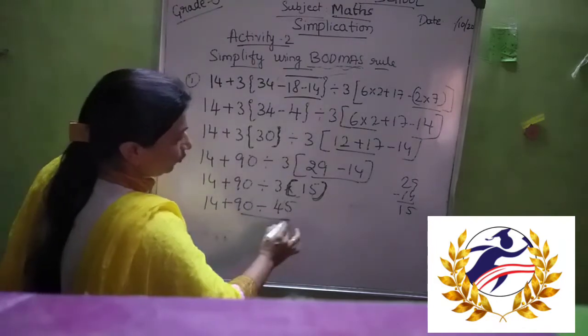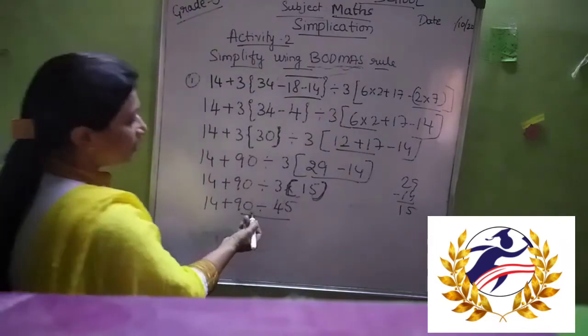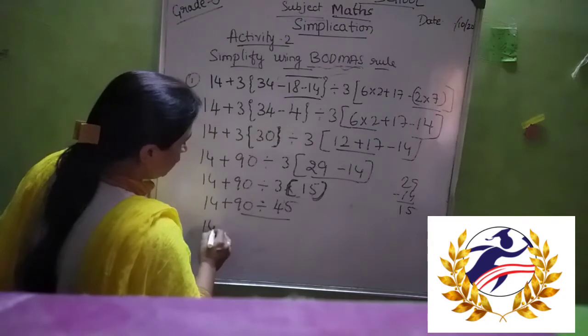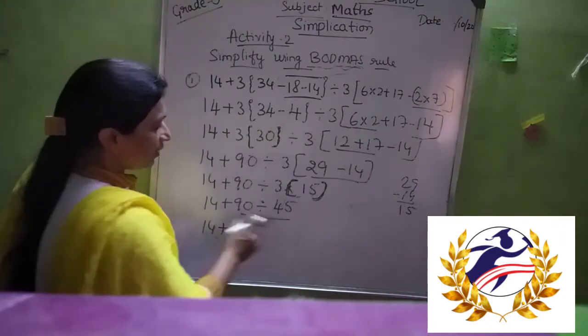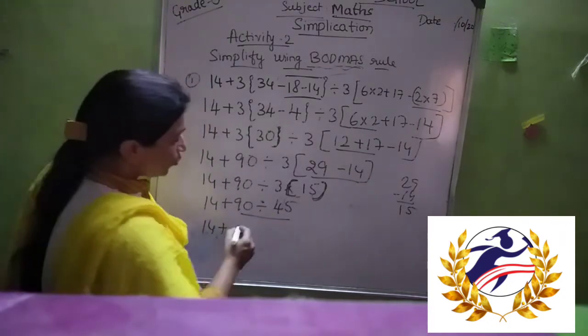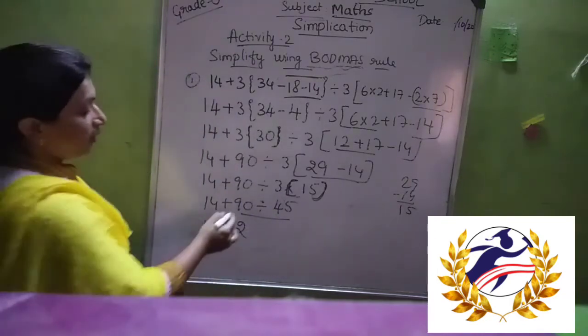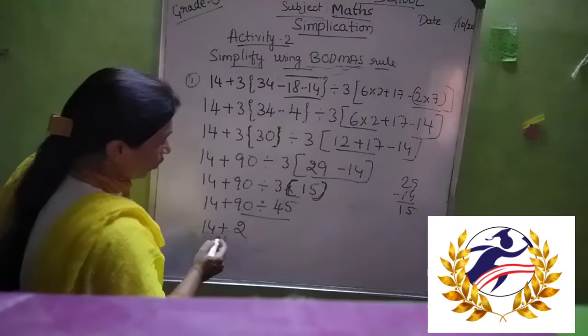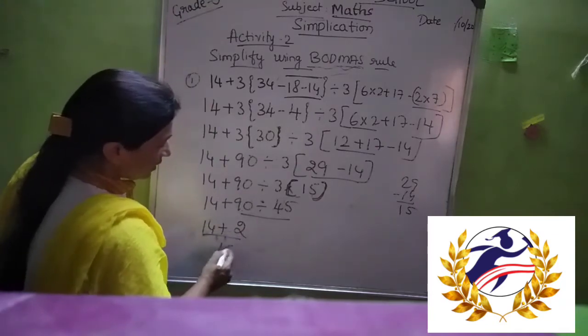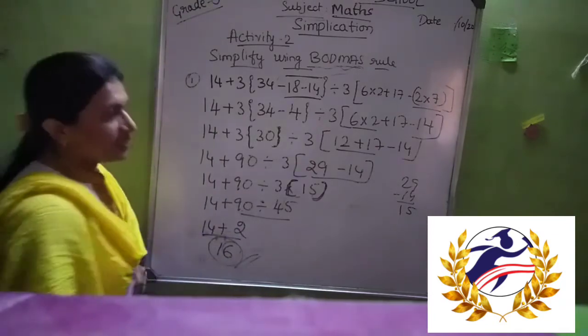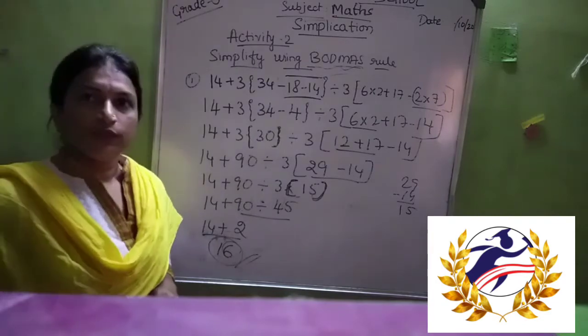Okay. So then we need to follow the BODMAS rule again, that division we need to do first. So 14 plus, I will write as it is, 45. 45 2s are 90, isn't it? 45 2s are 90. That's why instead of writing 90 divided by 45, I wrote 2. So then 14 plus 2 is 16. So the last answer is 16.